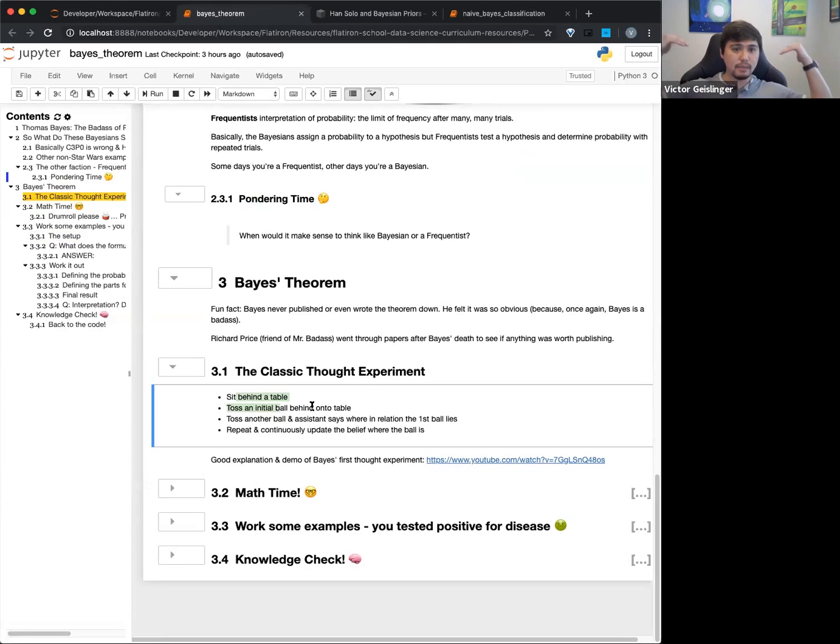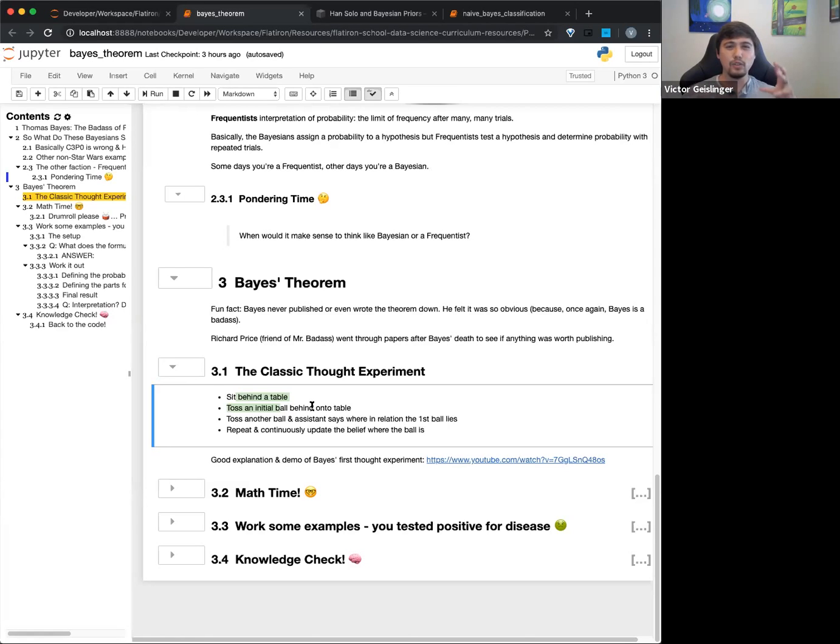Imagine there's a table behind me. You toss a ball, randomly throw it, and it lands somewhere on that square table. And you say, okay, that's where the ball is. Then you throw another ball, let's say you had a blue ball, and you throw a red ball, and it lands on the table. Then you tell your assistant, all right, where is the red ball in relation to the blue ball? And they say, oh, it's a little further north, and in this video it talks about a little bit east of it.